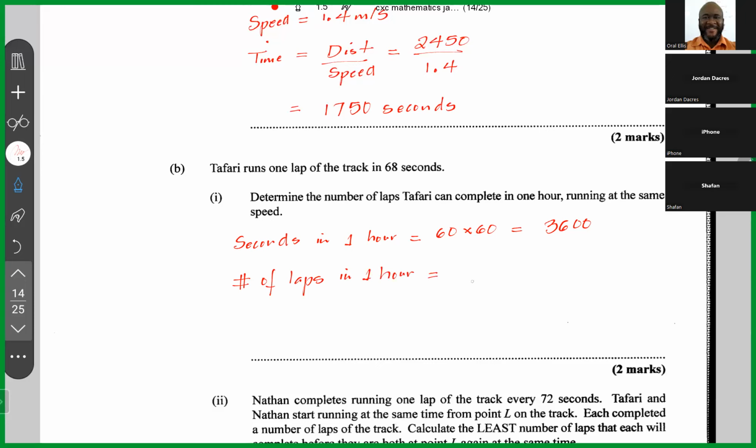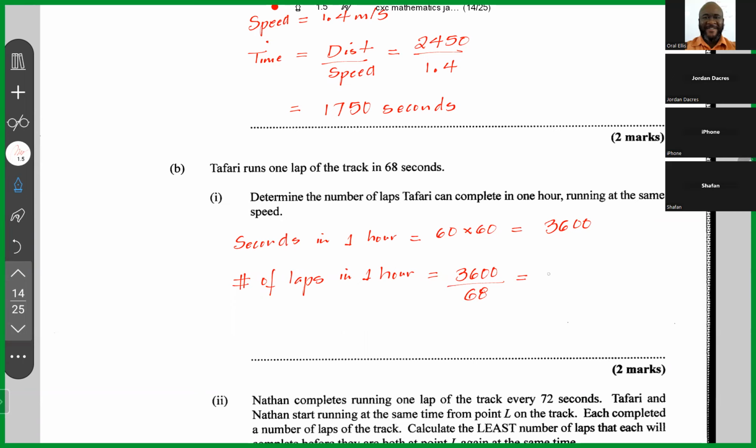That would be the total number of seconds in an hour, divided by the number of seconds it takes to run one lap. So if I want to determine the total number of laps that Tafari can make in an hour, since she took 68 seconds to complete one lap, I need to divide the total number of seconds by 68 seconds to determine the number of laps she could make.